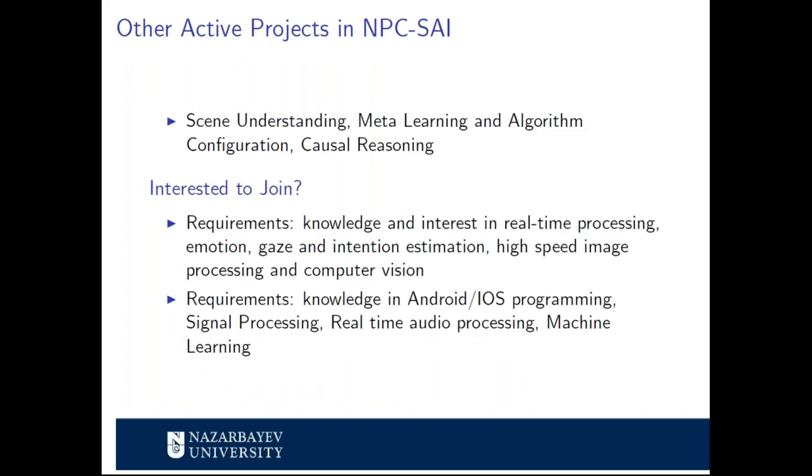Okay, so now there are other projects. This part is new paradigm computing software for artificial intelligence. We have scene understanding, meta learning algorithm configuration, and more about reasoning. And of course, this project is still open for interested people. The requirements to join are, in general, that we look for good programmers, or people who have good theoretical skills, and so on. Okay, so this was the first part.